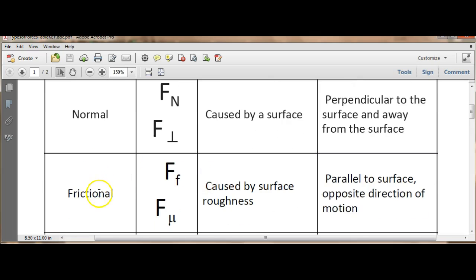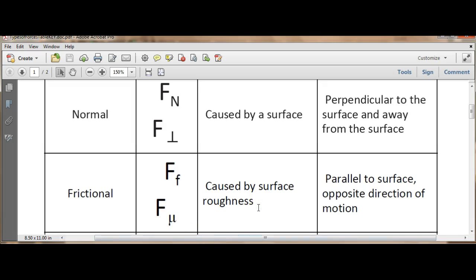Okay, frictional force. It's either F with an f for it or F with a mu symbol. This is a mu right here. And we use this because the coefficient of friction, when you start calculating it later, uses the mu. You can use either one of these. I don't care which one you use, but you will see this one when you move on to engineering in college. So it's not a bad thing for you to get used to seeing this one now.